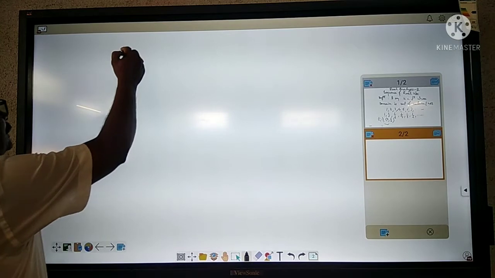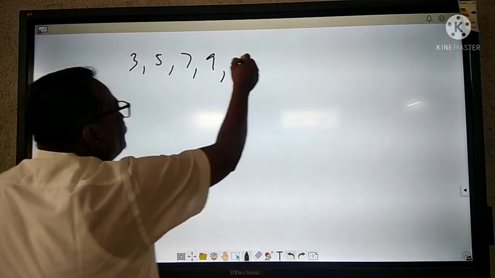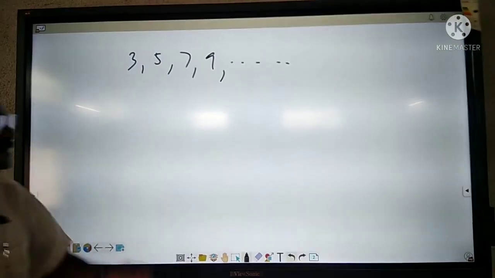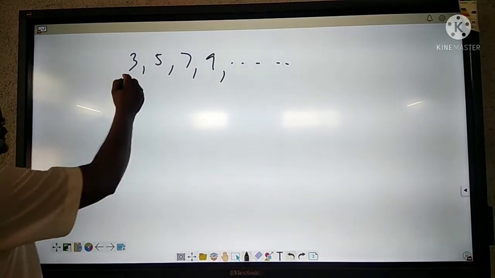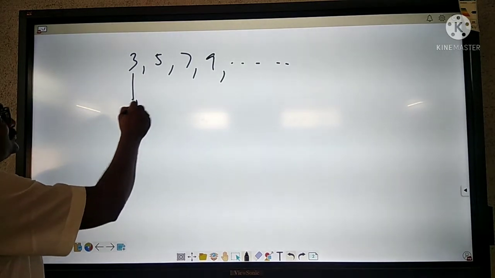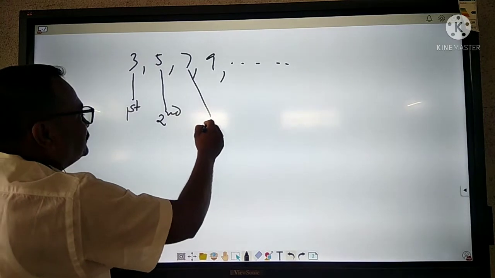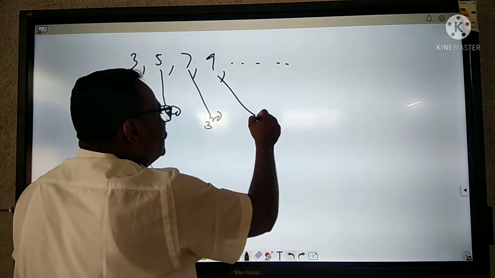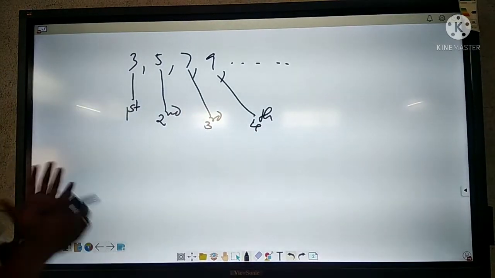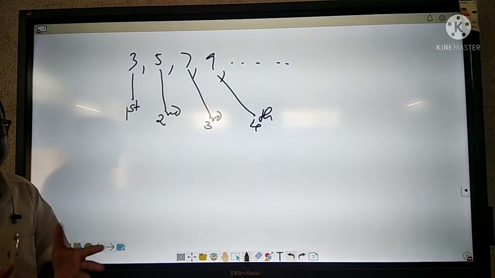So we take the second one now. For example, 3, 5, 7, 9, dot dot dot. This is the sequence of odd numbers. So 3 is the first term, 5 is the second term, 7 is the third term, 9 is the fourth term, etc. Okay, so this is the sequence. This is a sequence of real numbers.